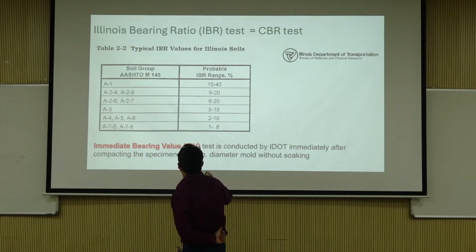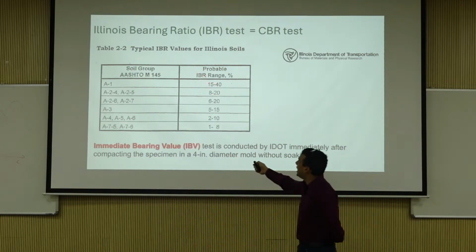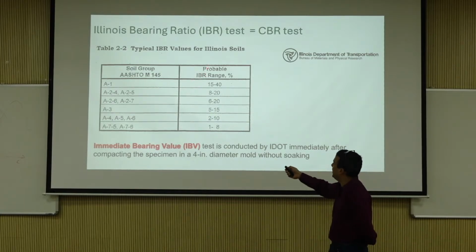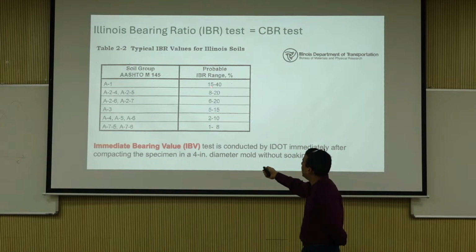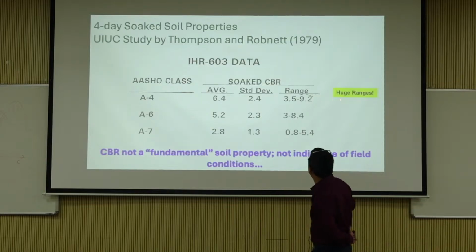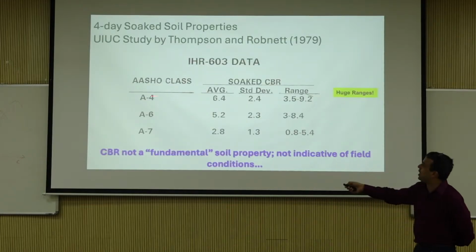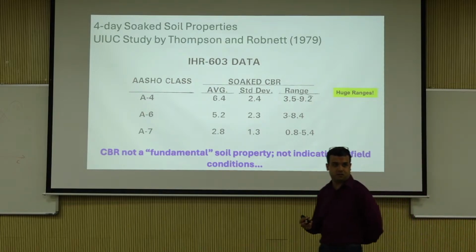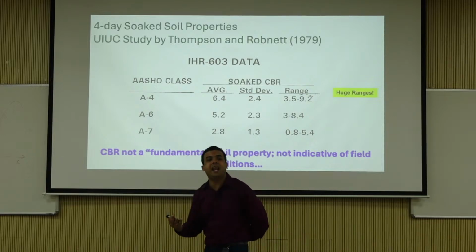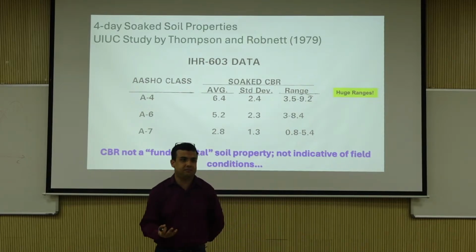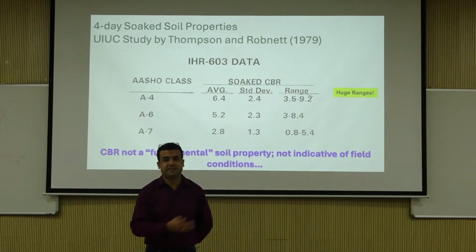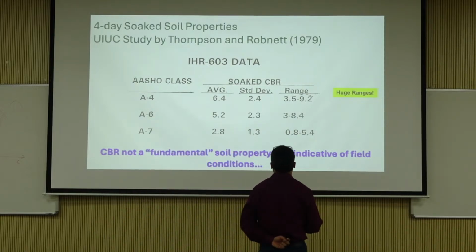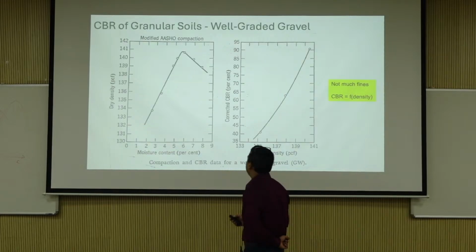But bottom line is, IBR is what Illinois came up with, the Illinois bearing ratio, and then they just had ranges. But the bottom line to talk about is, for any soil classification, you have huge ranges. So if you just say that I have a CL, tell me what the CBR is, it's not possible. It has a lot of things that affect it, right? So it's not a fundamental property, so we should not be focusing on that primarily.